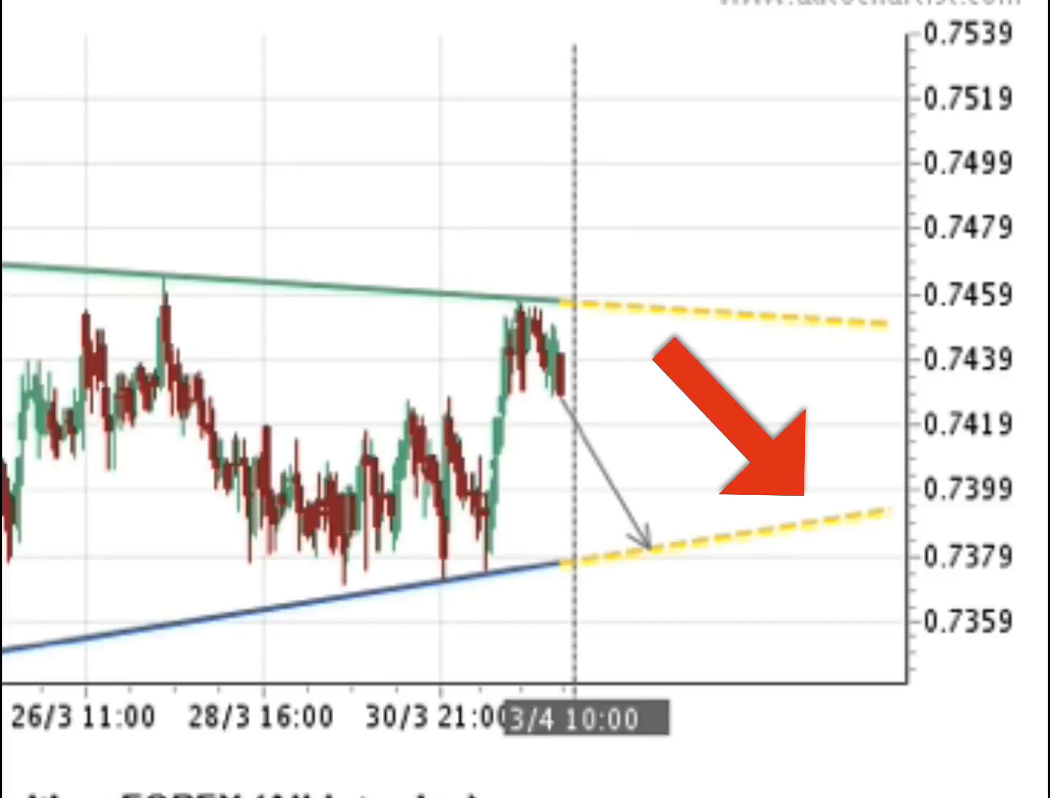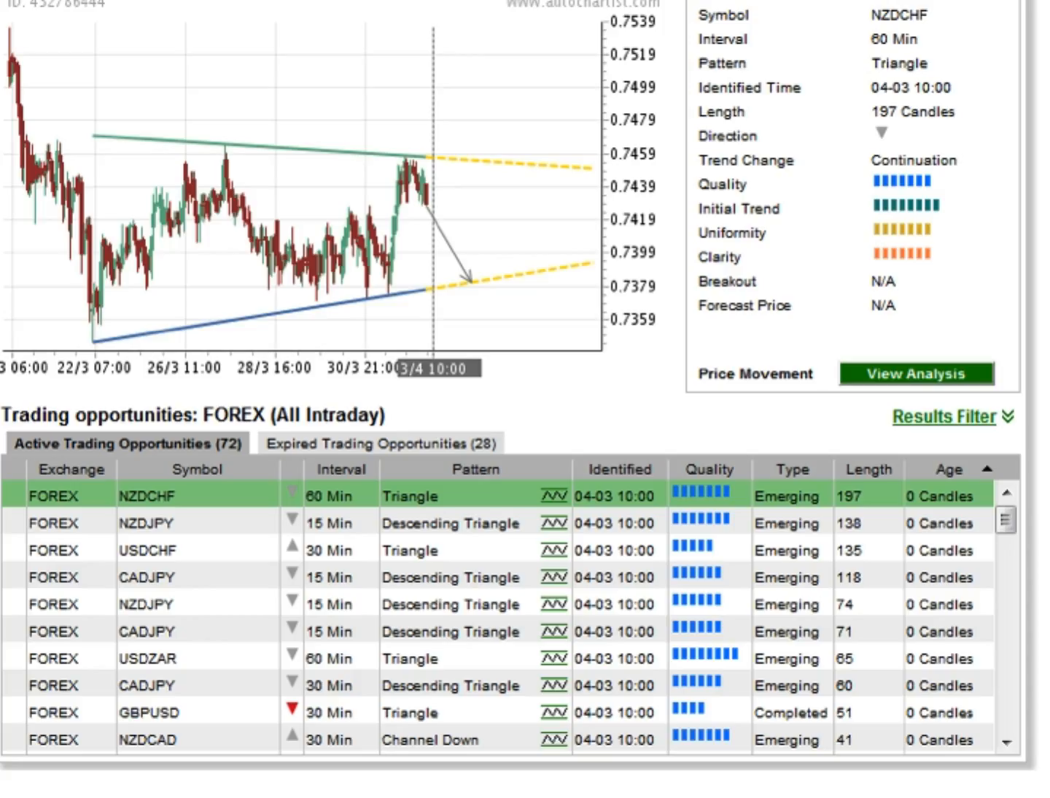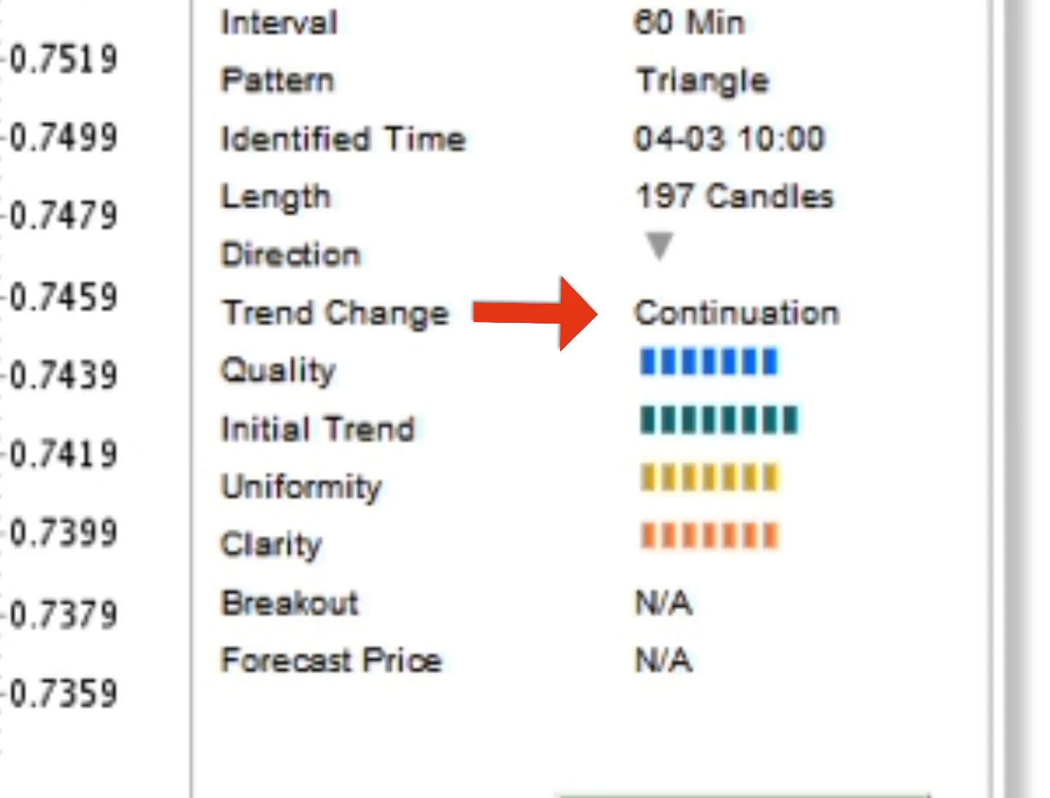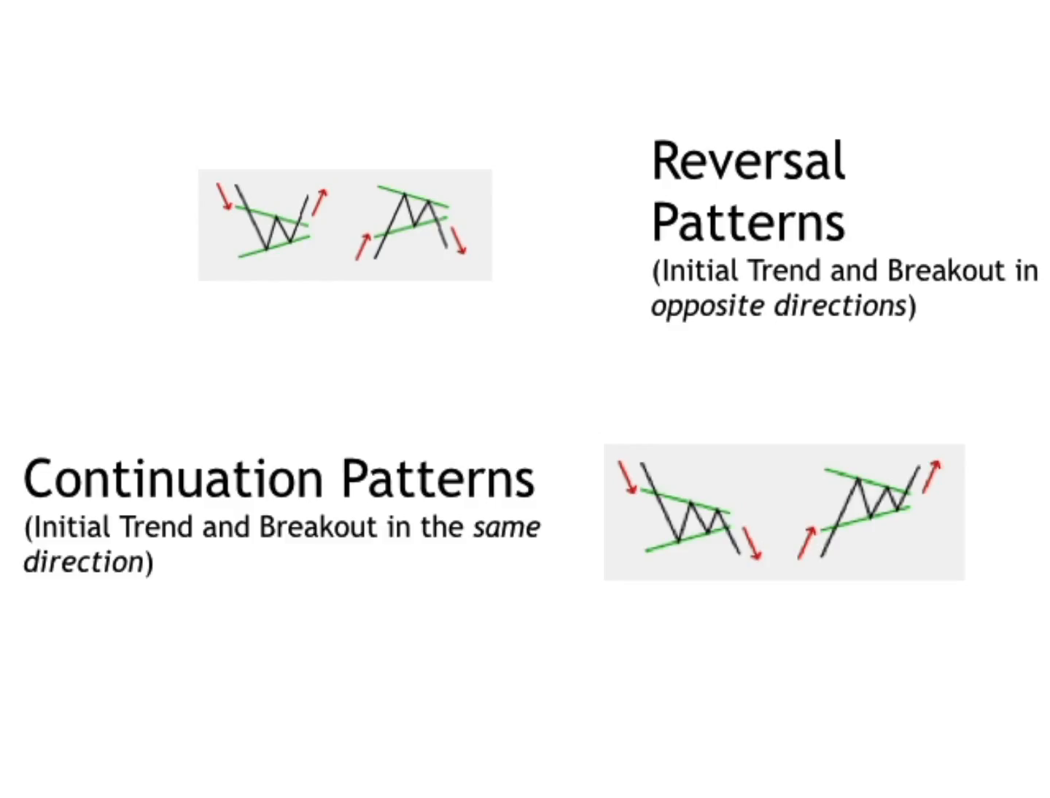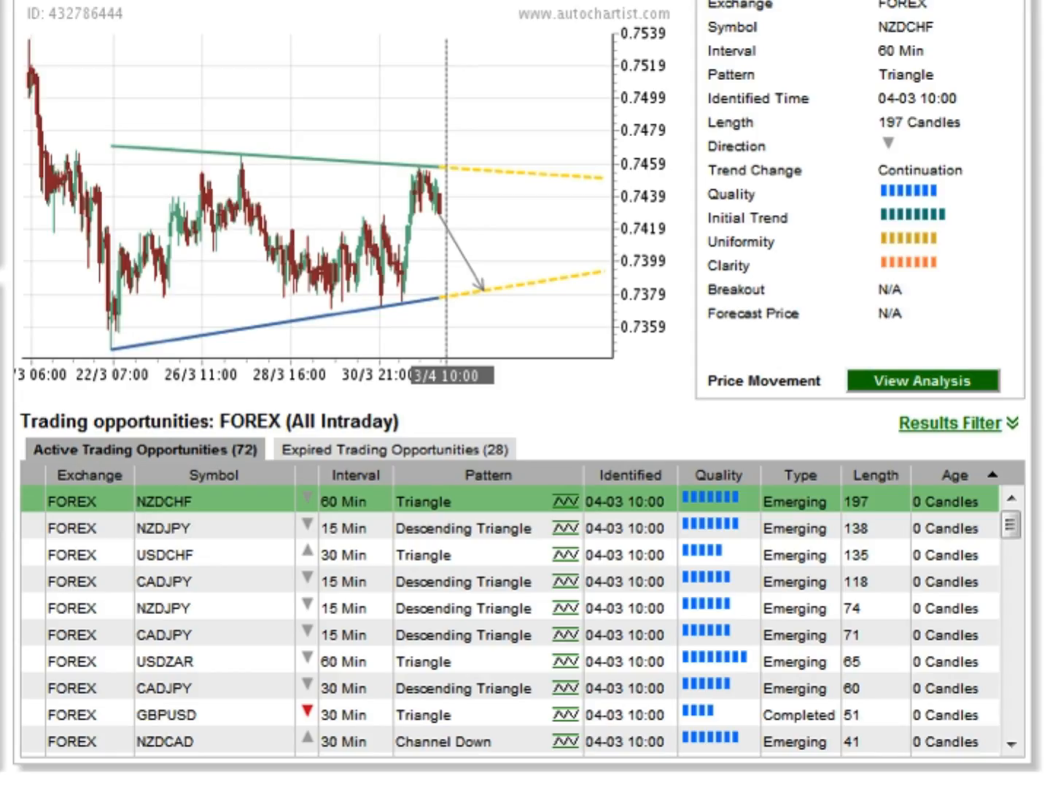There are some other characteristics that will also tell you what the direction of the breakout should be, and those are the direction of the initial trend together with whether the pattern is a reversal or continuation. Remember our discussion in the video on chart patterns. Continuation patterns break out in the same direction as the initial trend, while reversal patterns break out in the opposite direction to the initial trend. The easiest way for you to know in which direction the pattern is expected to break out is to see where the direction arrow is pointing.